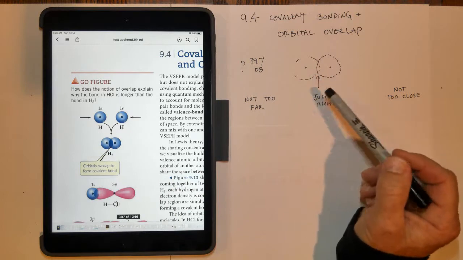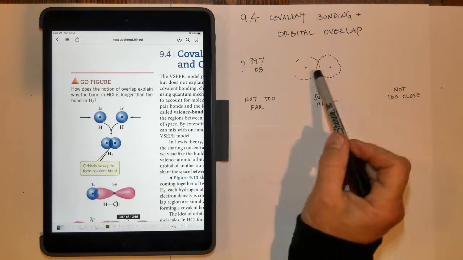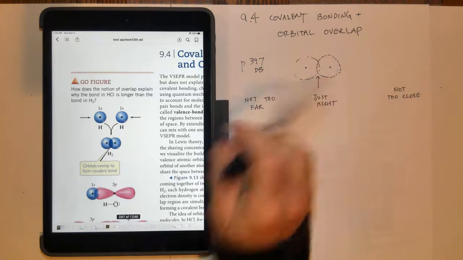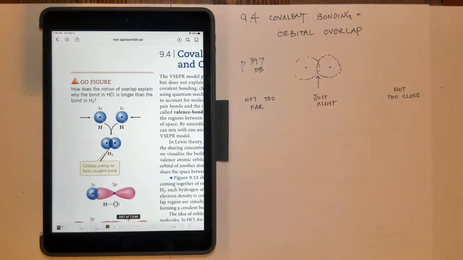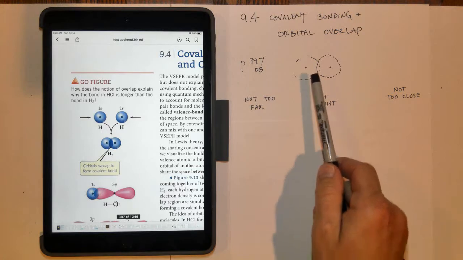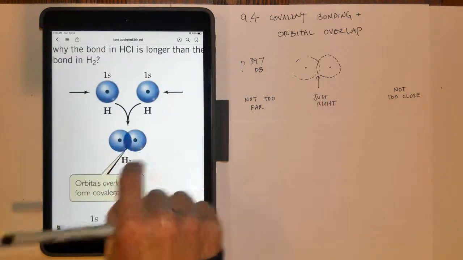And the trick is that they have to overlap just right. They can't overlap too much. They can't be too close together. They can't be too far away like this. And so I always call this kind of like a Goldilocks thing. It's not too hot. It's not too cold. It's just right. So they have to overlap at just the right amount.